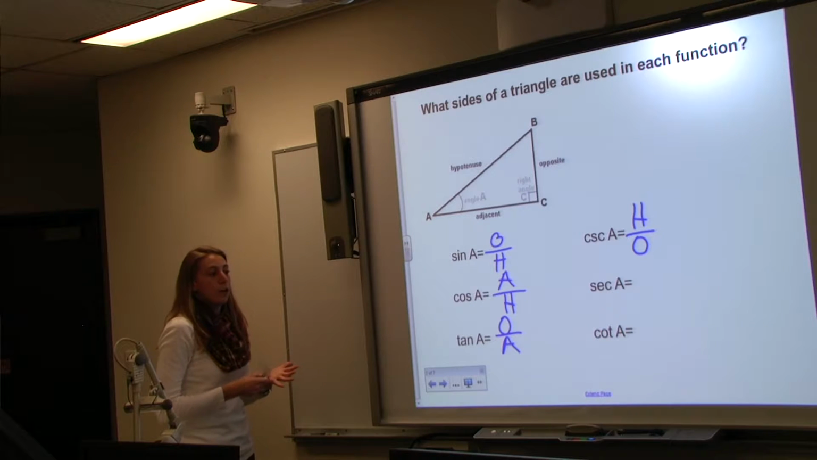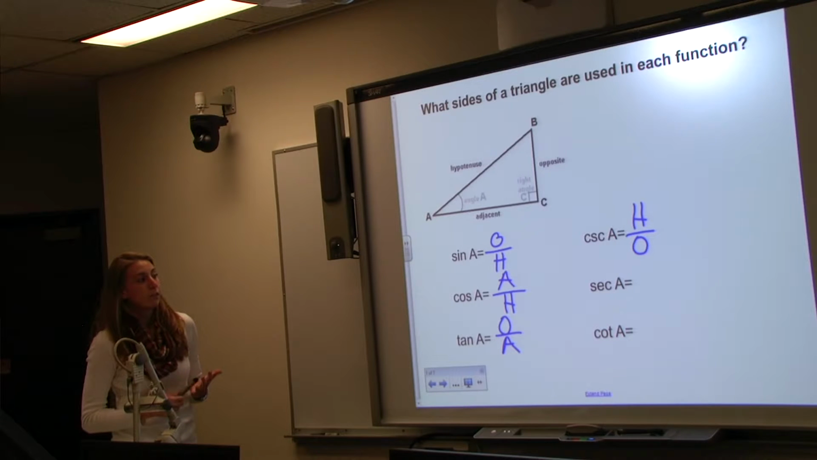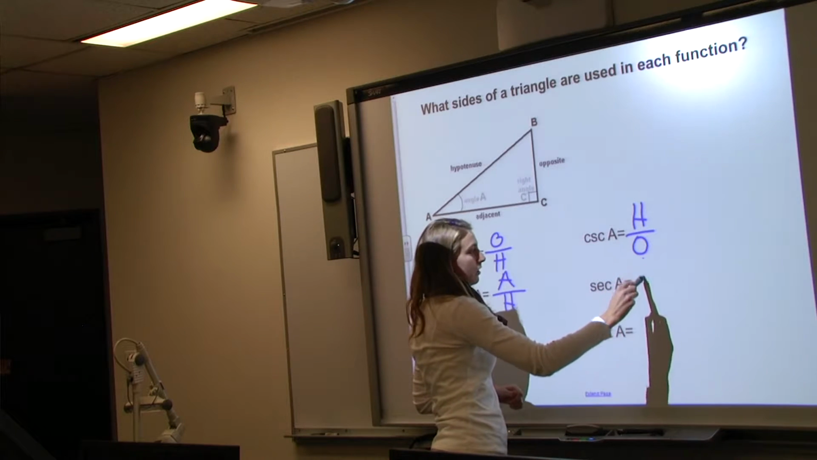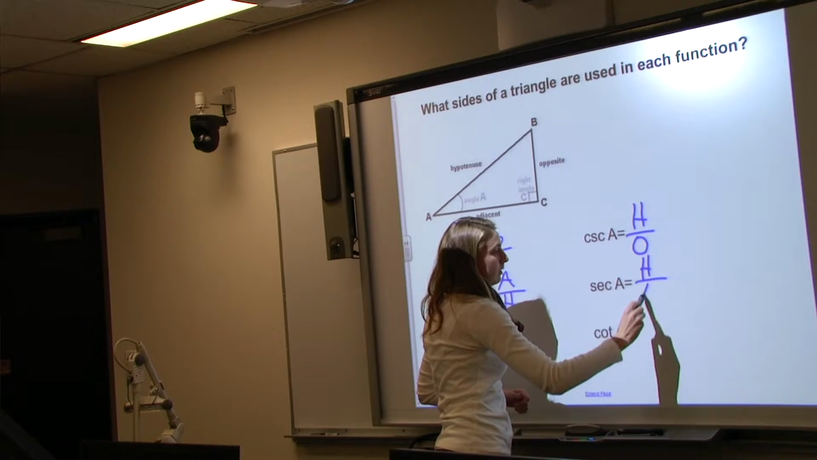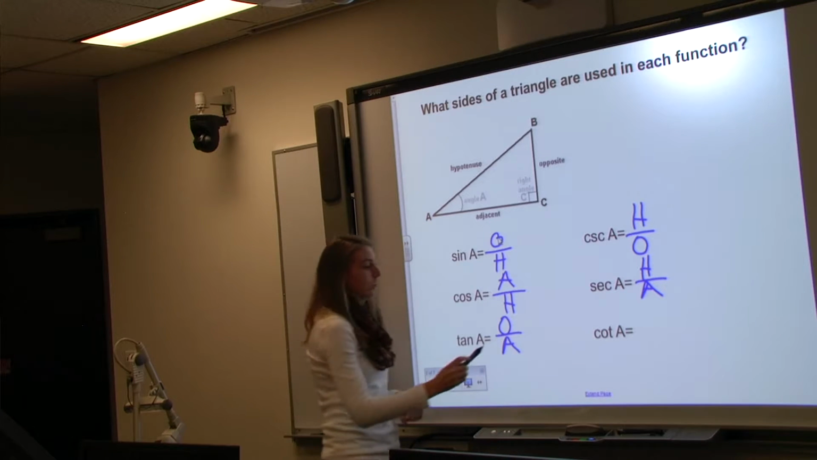Any idea of what our secant of A could be? What do we do to the sine? Yeah, Greg. Hypotenuse over your adjacent side. Perfect. We just flipped that one. And then we're going to do the same to cotangent.